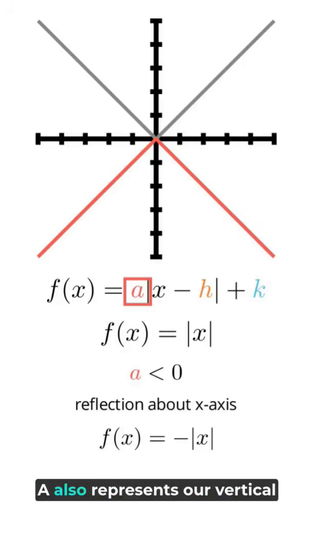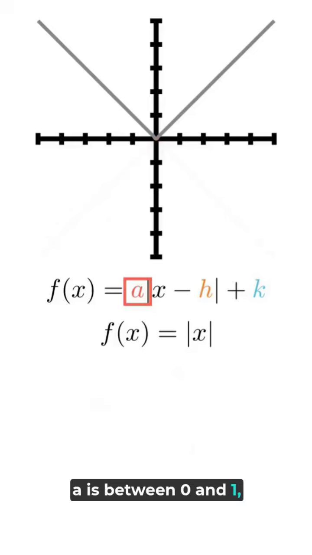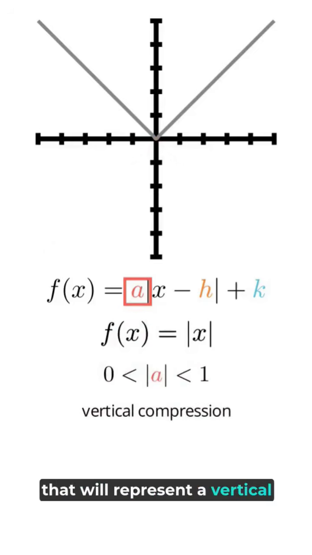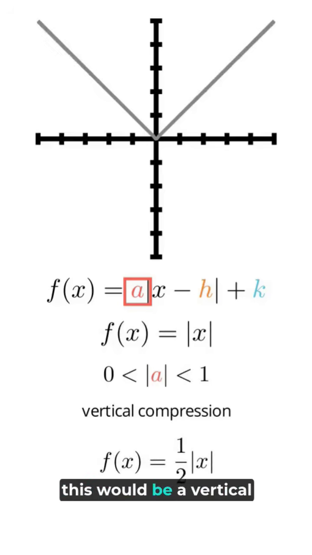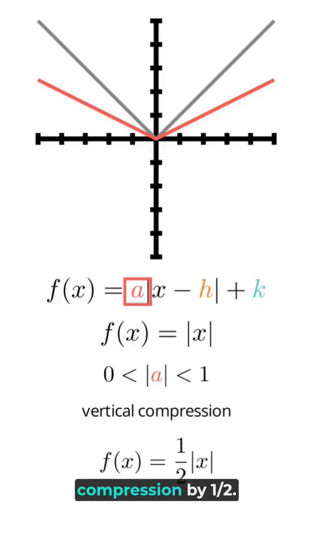Now, a also represents our vertical stretch and compression. So ignoring the sign of a and actually looking at the value itself, if the absolute value of a is between 0 and 1, that will represent a vertical compression by a factor of whatever the absolute value of a is. For instance, if you have f(x) = 1/2 |x|, this would be a vertical compression by 1/2. And typically this will be more of a wider V if it is between 0 and 1.